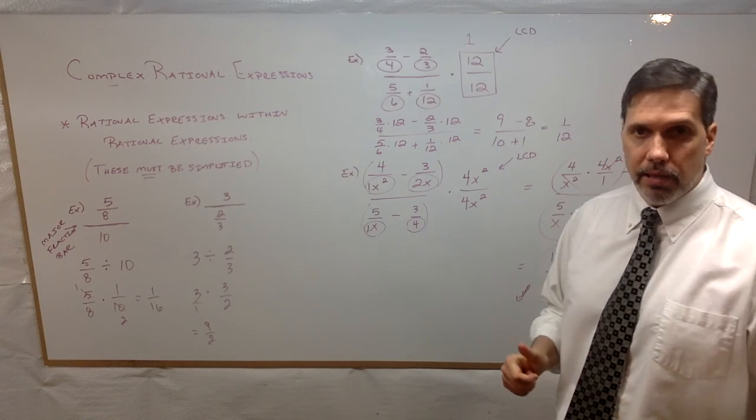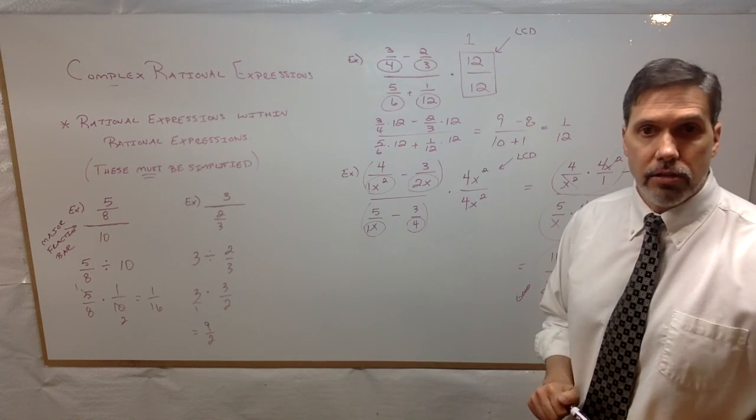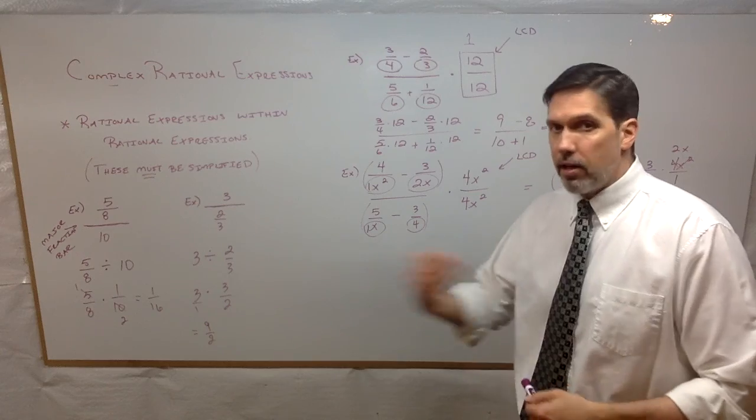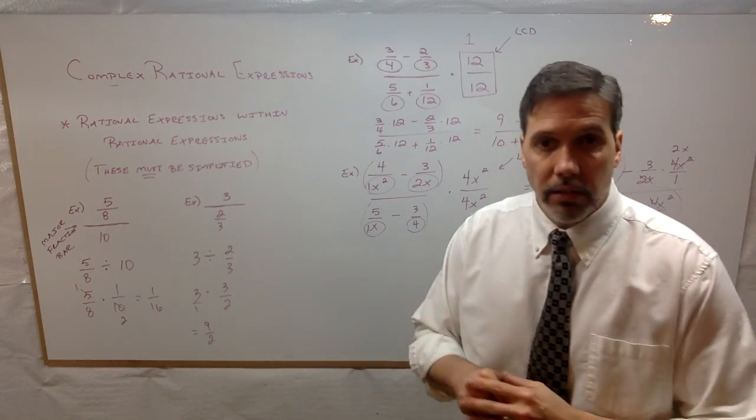Multiply top and bottom by the LCD, and you shouldn't have any fractions any longer. If you still have fractions after that, you didn't multiply by the LCD or you didn't do it correctly. All right.